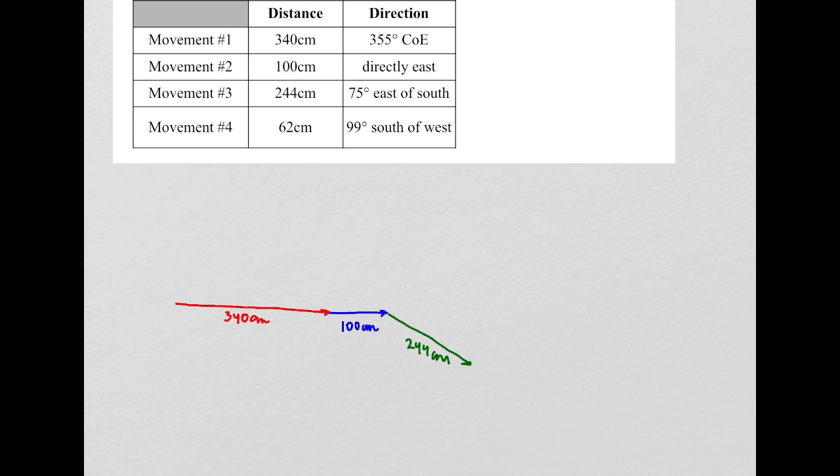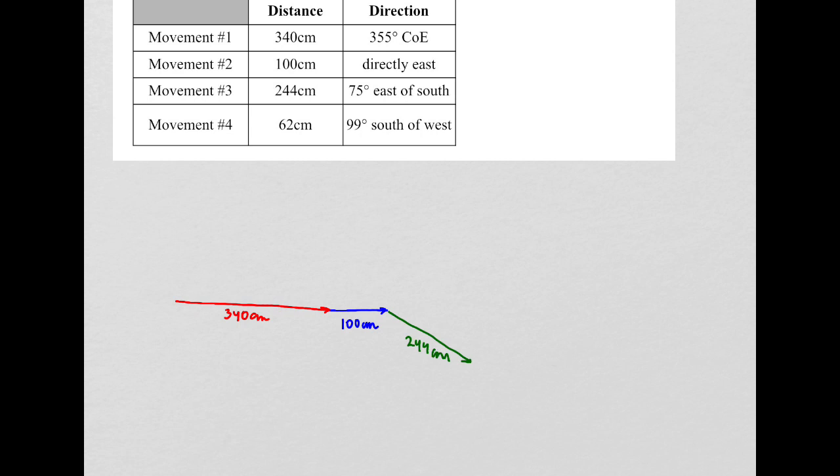All right, then finally, last one we'll do in purple. 62 centimeters, 99 degrees south of west. So that's going to be something kind of like this, and it's a short one, a little short guy. And this is 62 centimeters. Okay. Those angles are far from perfect. That's probably too close to east to be 99 degrees. But anyway, we're just going to call it good like that.